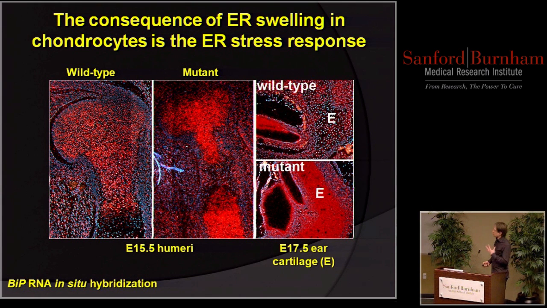Now, the consequence of ER swelling is that you get the triggering of what is called the ER stress response. The cell tries to deal with this retention of proteins in the endoplasmic reticulum. And you can monitor this by checking the expression of BiP, which is an ER stress early response gene. And you can see that in the mutant, so this is again an E15.5 humerus, you see that there is a much stronger expression of this gene in the cartilages, the same for the ear.